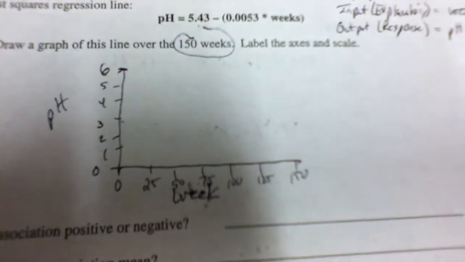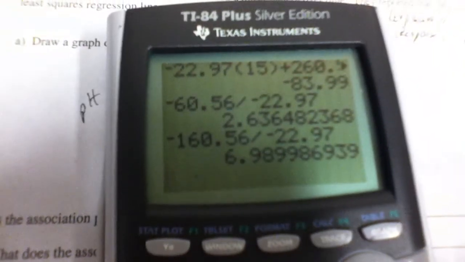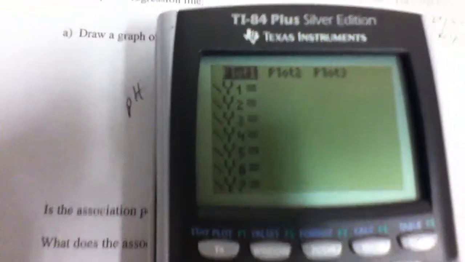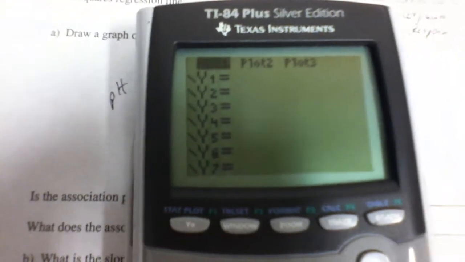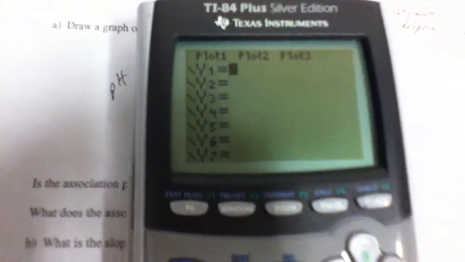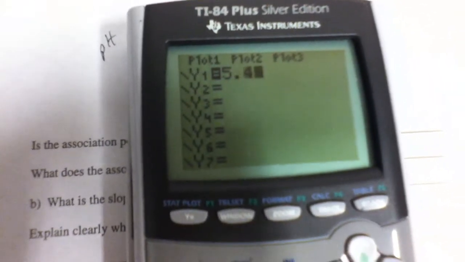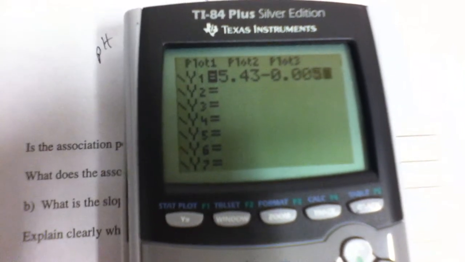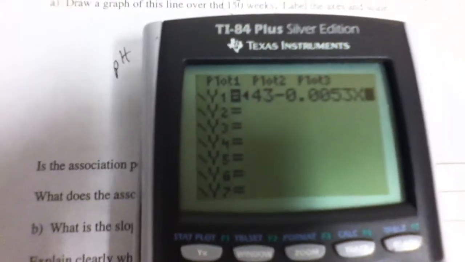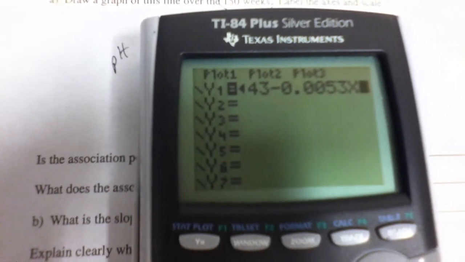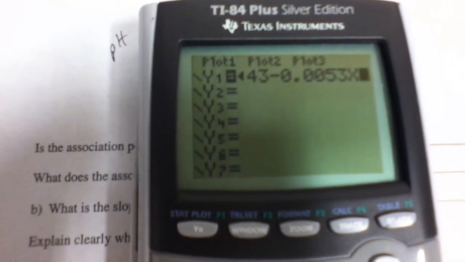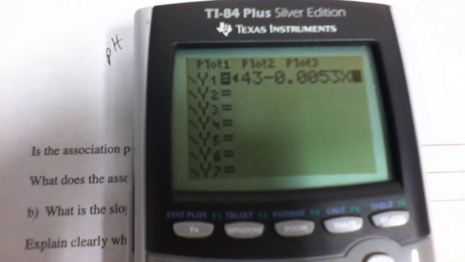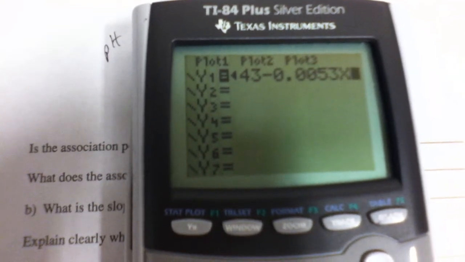Now I need to graph it. I'm going to go to my calculator, but remember, we just did a whole problem with wine consumption. So let's clear everything. We go to y equals, I clear the old equation, and I turn off the plot by going up to Plot 1 and pressing enter. Once everything is cleared, in y1 I put our equation: 5.43, make sure you use the subtraction symbol, 0.0053x.